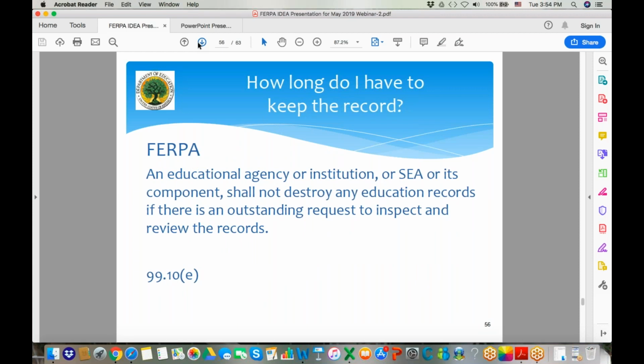Similarly, there aren't similar provisions actually under FERPA. The only provision regarding maintaining records is really that they may not be destroyed as long as there's an outstanding request to inspect and review the records. So the IDEA is much more protective in this regard.